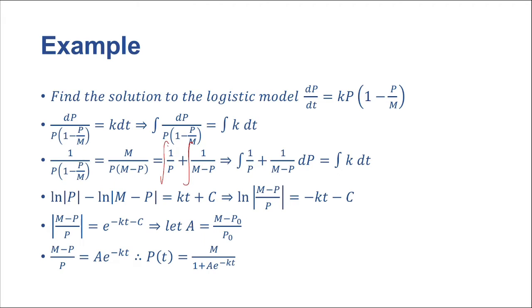Once we do this, we get M minus P over P is equal to A times e to the negative kt. Solving for P, we get the population as a function of time is equal to M over 1 plus A e to the negative kt, and that, of course, is our solution to the logistic model for differential equations.